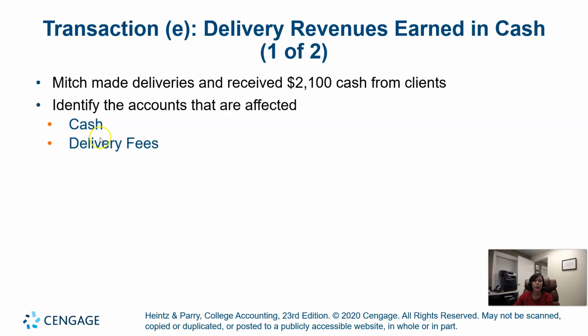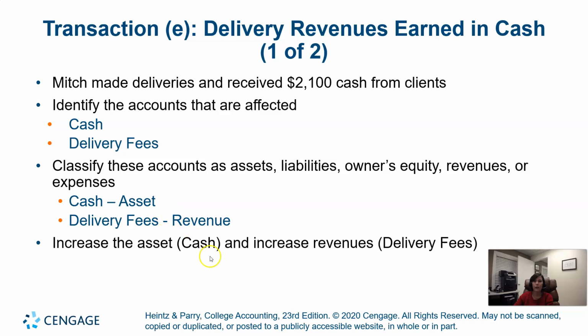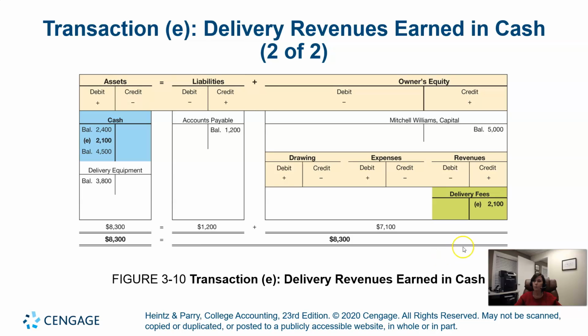So we've got cash and we have delivery fees. Our cash, again, is an asset. Delivery fees falls under the revenue side of things. So our cash is an asset. Cash went up and we earned money. The balance in what we have recorded for revenue went up as well. So what causes those things to go up? A debit on the cash and a credit on delivery fees. And let's look at that in T account form.